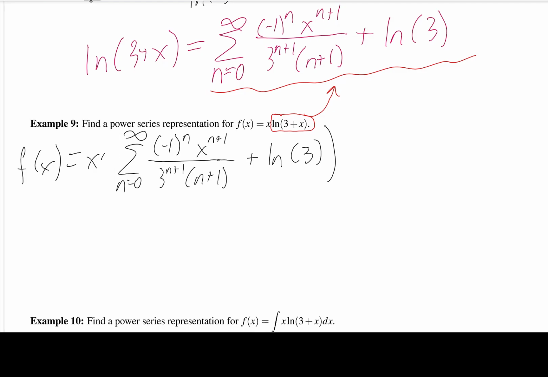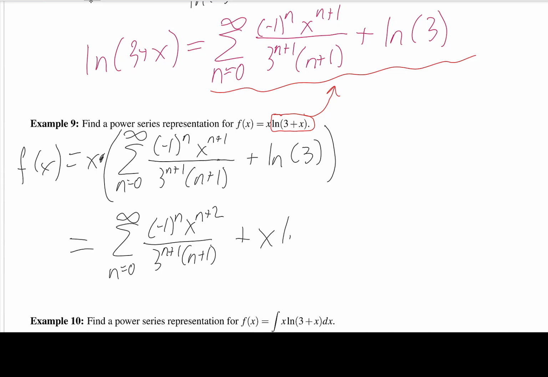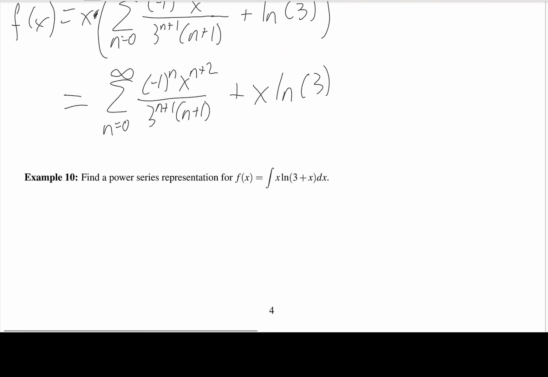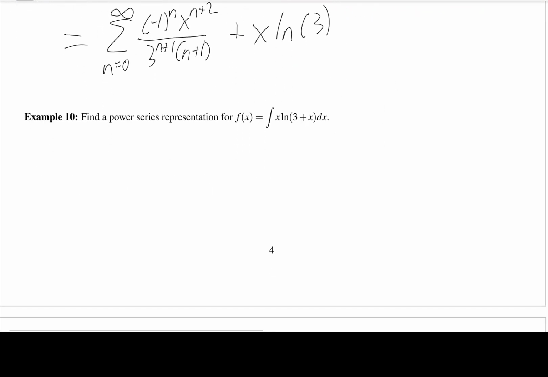Let me draw that a little bit better. Okay, and so then this gives us the sum from n equals 0 to infinity of negative 1 to the n, x to the n plus 2, over 3 to the n plus 1 times n plus 1, plus x ln of 3. Okay, now the next part asks us for the integral of this.